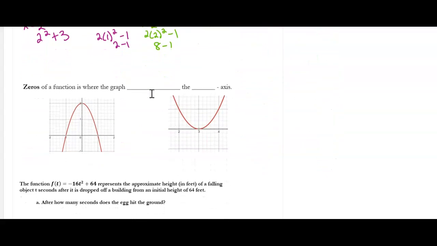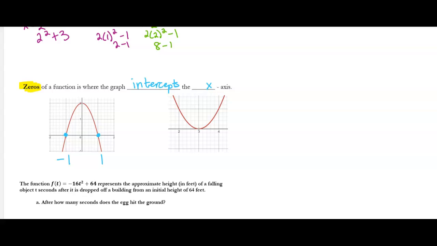Okay, the next thing that we're going to have is something called a zero. You're going to see this a lot, so we need to be familiar with what that term is. The zero of a function is where the graph intercepts the x-axis. So right here, the graph intercepts right here. So that zero is negative 1. And over here on this side, it intercepts at 1. So that zero is 1.